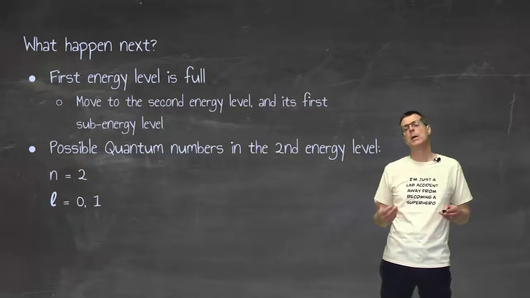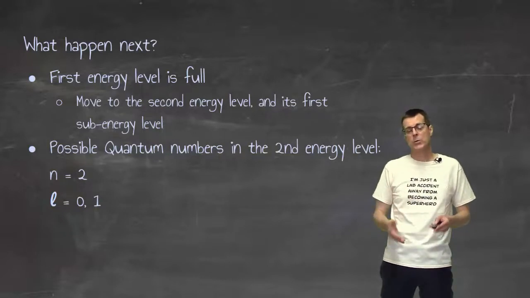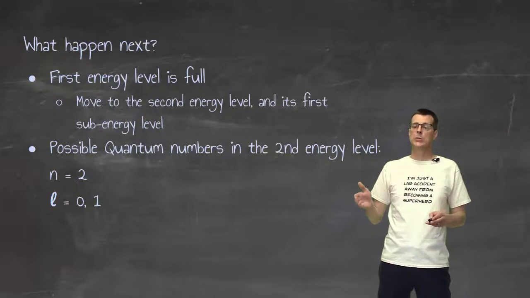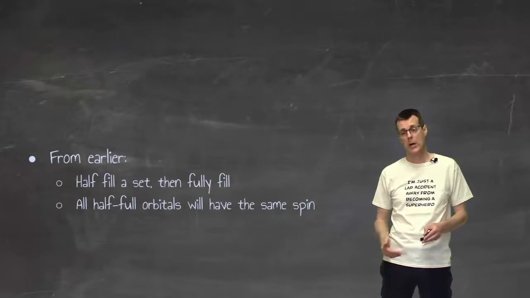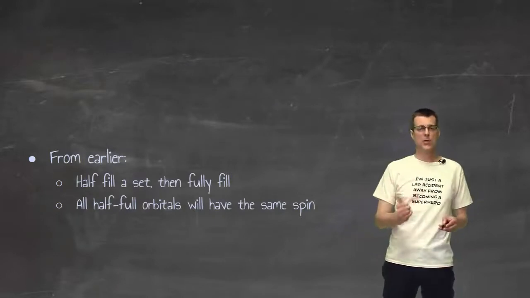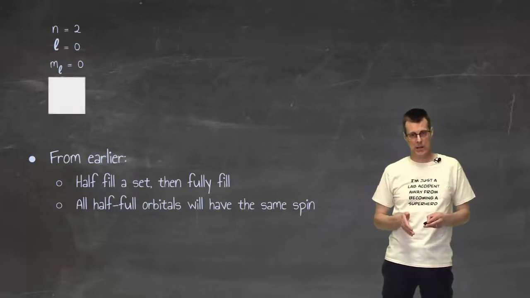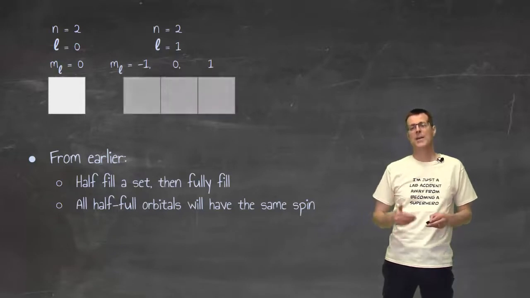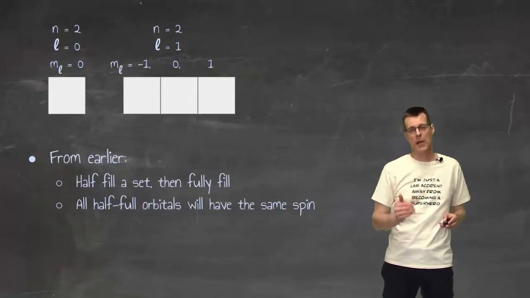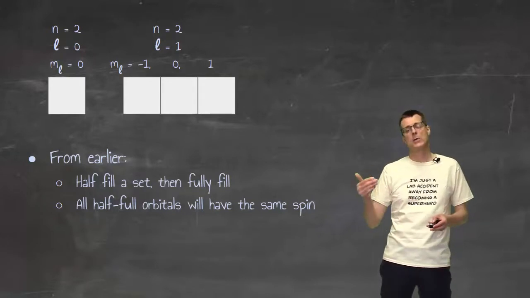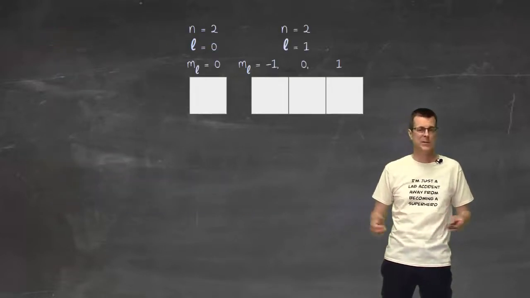As I move on to other ones, what's going to happen is that I'm going to fill them from the bottom up and move on to the next one. Now, once I move on to n equals 2, I've got a couple of different possibilities for L. So I'm going to start with the lowest and work my way up. So, keeping in mind those 2 rules from earlier, if I had a second energy level, then I've got basically the same kind of thing. N equals 2, L equals 0, M sub L equals 0. It's going to look like the first one. N equals 2, L equals 1, M sub L equals -1, 0, and 1. And then I could fill that.